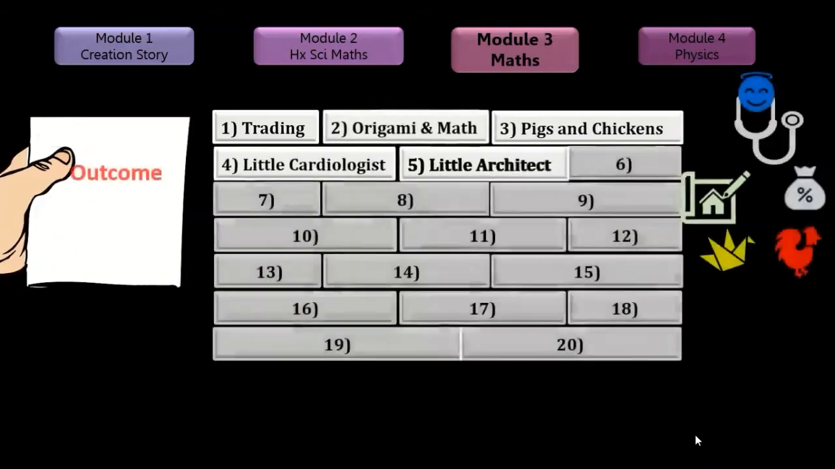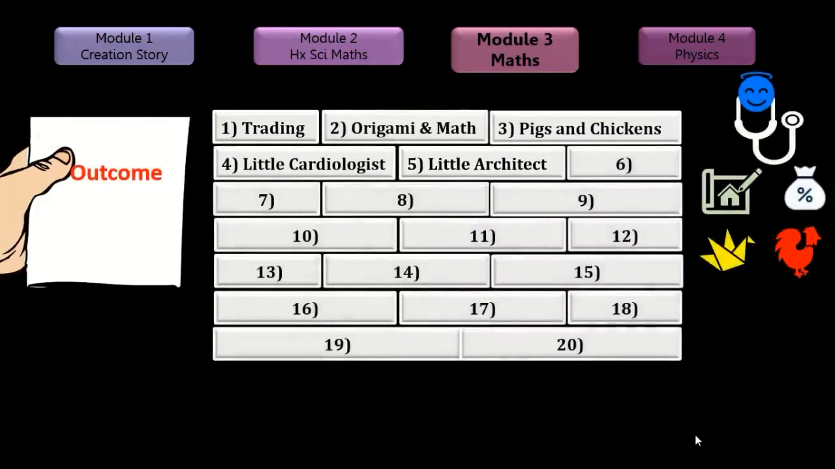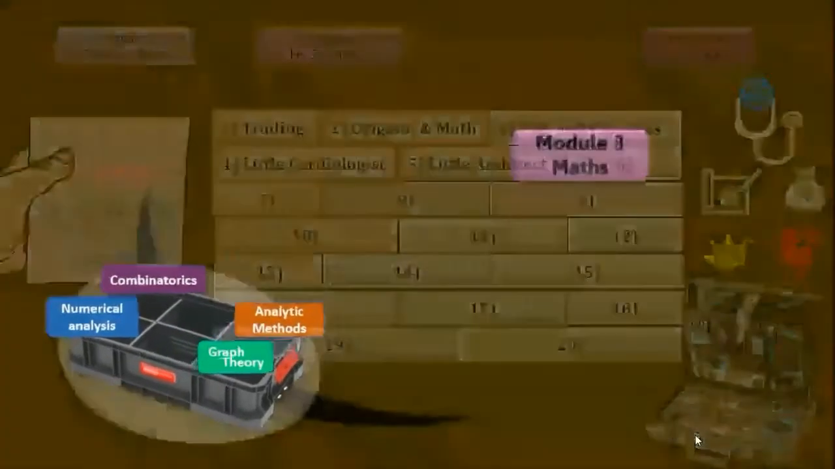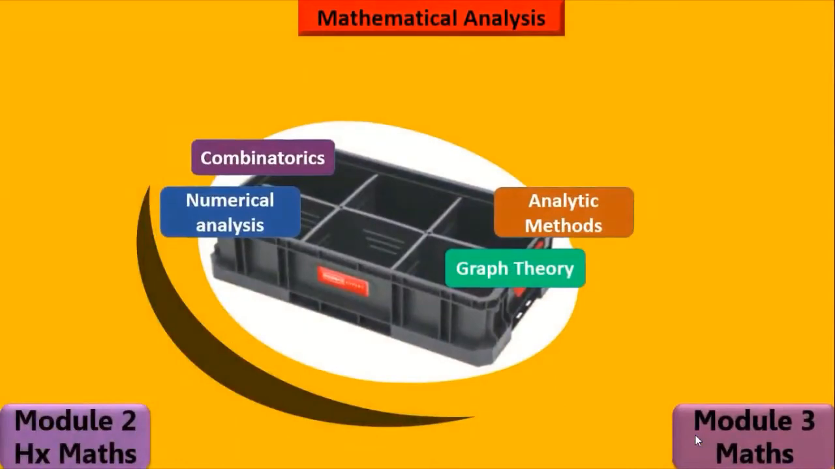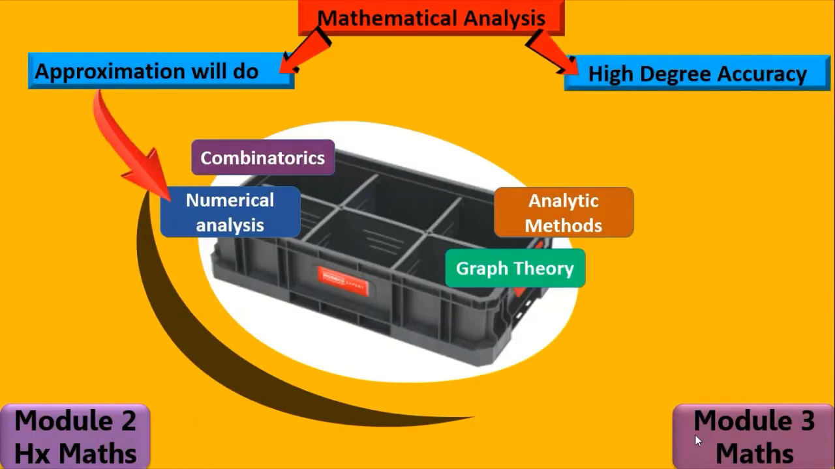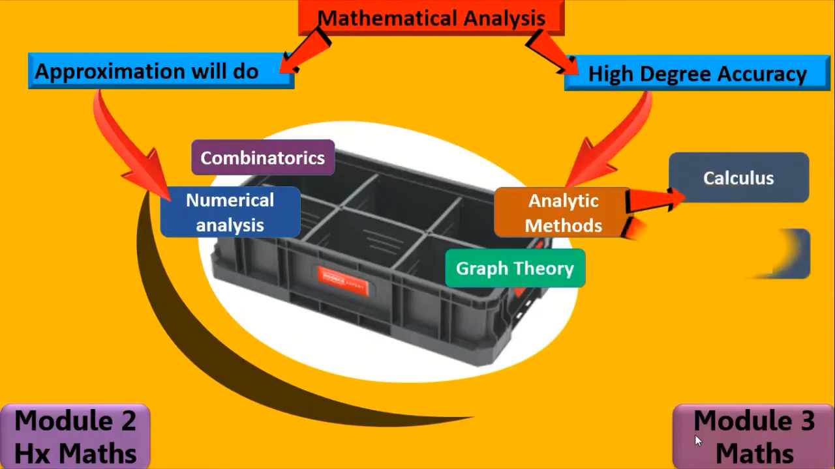A total of 20 such exercises in this module will help students develop a comprehensive mathematical toolbox. What do I mean by that? Consider a problem that needs mathematical analysis, a branch of mathematics that deals with continuous variables. Our next task would be to ascertain the degree of accuracy required for the problem at hand. If an approximation will do, then we'll solve the problem using the discipline of numerical analysis. On the other hand, if a high degree of accuracy is demanded, then we'll adopt the analytical methods, which include disciplines like calculus and linear algebra.